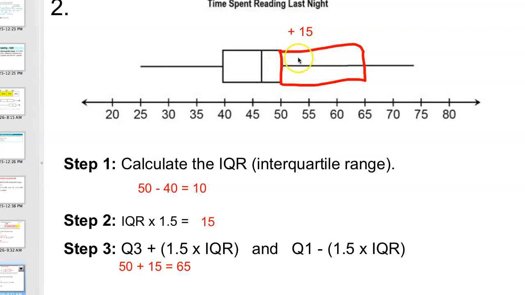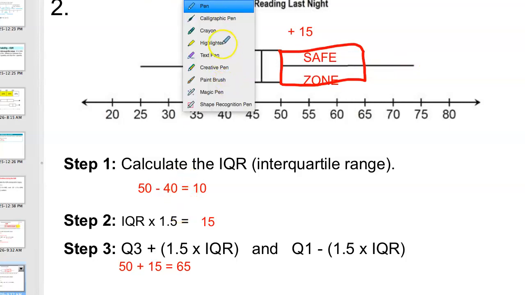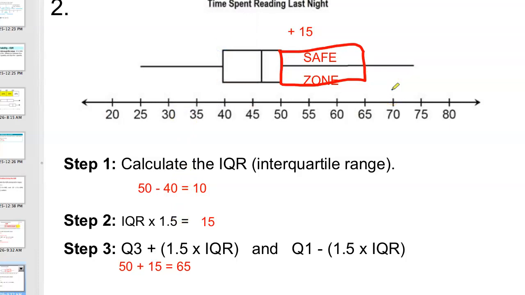I'm going to write safe zone. And this is not a mathematical term. I just call it safe zone. It just has always helped me remember how to find an outlier. I showed you what the steps were via textbook. It just says to multiply it by 1.5, add it to the upper quartile, and anything past that.